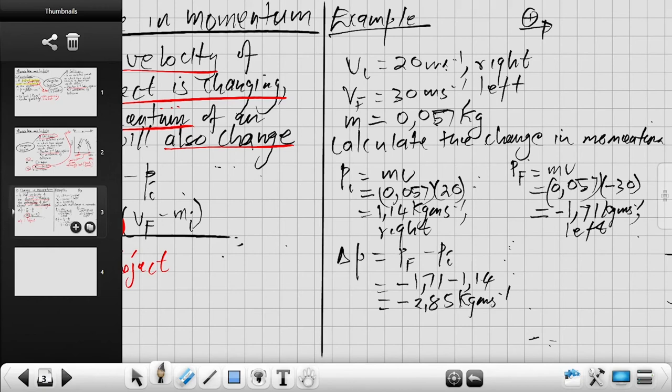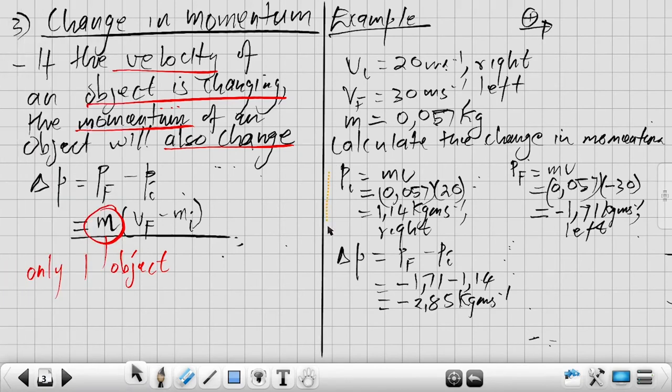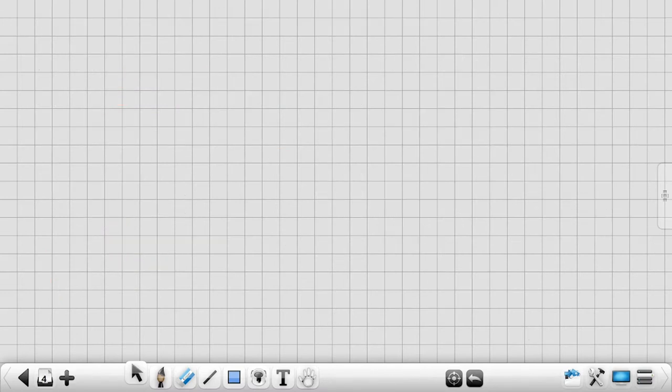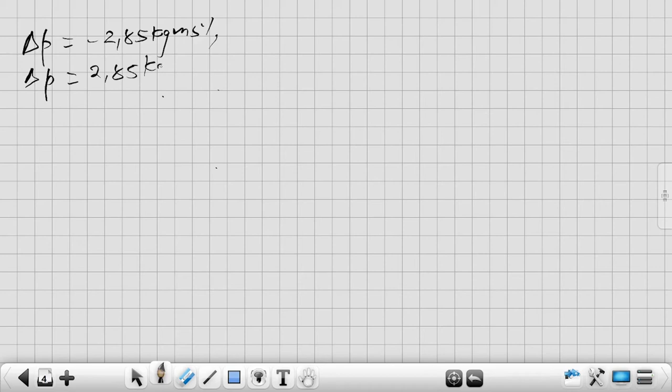Then let's copy this information of the calculation. Let's just go to this page. We have our values there. We have our changing P as negative 2.85 kg meters per second. So this is our final answer, which informs us that changing P is basically 2.85 kg meters per second. Now, the negative informs us that it is to the left.